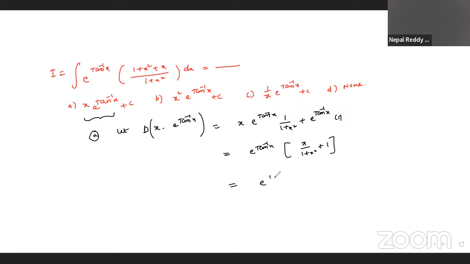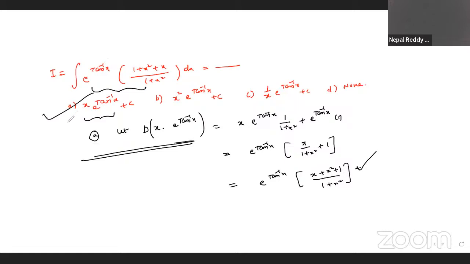Yes, here it is. This is e power tan inverse of x times (x plus x square plus 1) by 1 plus x square, you can write. So you got the integrand function. By differentiating the first option, we got the integrand function. Integration is the reverse process of differentiation, and hence option A is the right answer. Let us discuss another question.